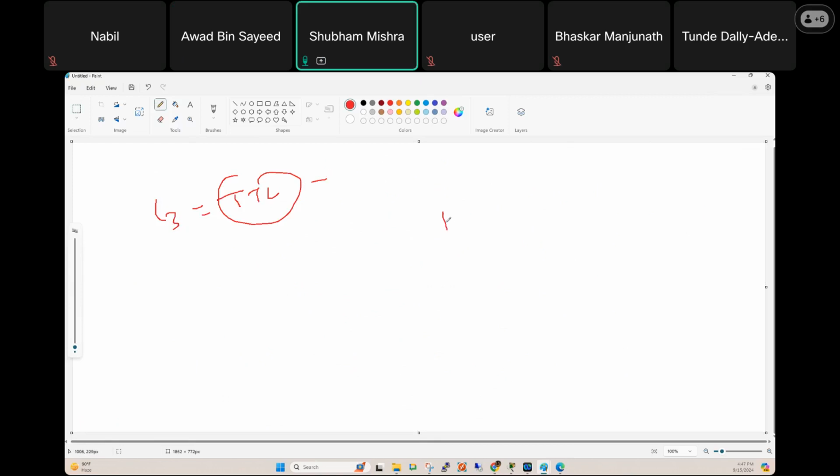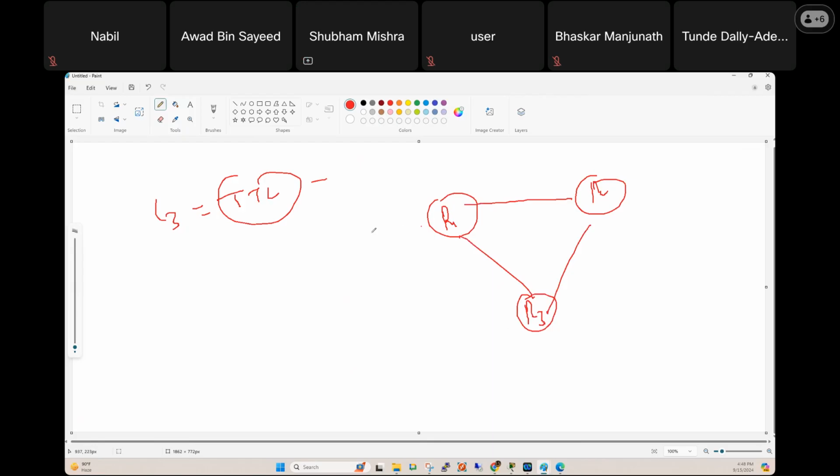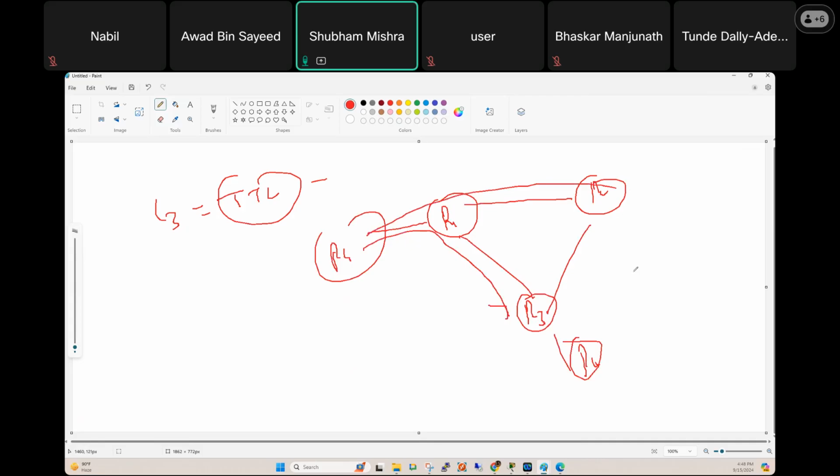How? For example, this is router number 1, router number 2, and router number 3, and all are connected like this. For example, there is one PC and there is one more PC. The PC sends the packet, it reaches here, and this packet reaches here. It means this router is receiving the same packet on this interface as well as on this interface. And this type of scenario is called a loop.